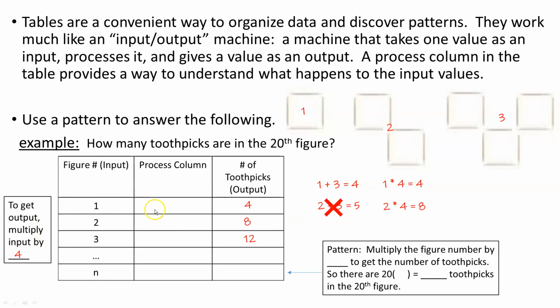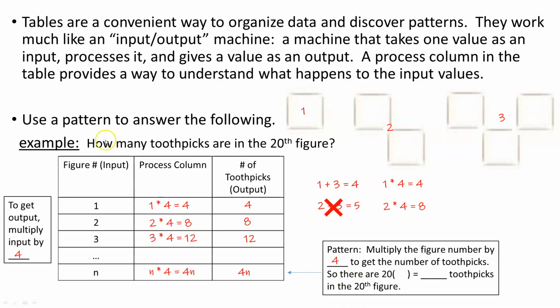So our process column is going to look like this. 1 times 4 equals 4. 2 times 4 equals 8. 3 times 4 equals 12. N times 4 equals 4n. So for our nth figure, we have 4n toothpicks. So what's our pattern? Our pattern is to multiply the figure number by 4 to get the number of toothpicks.